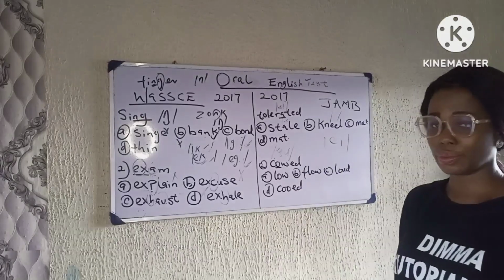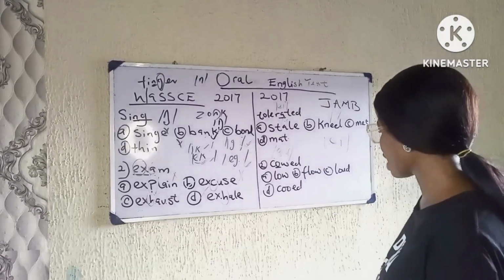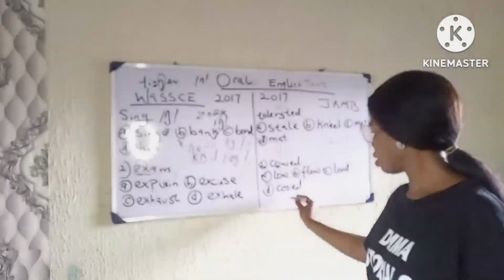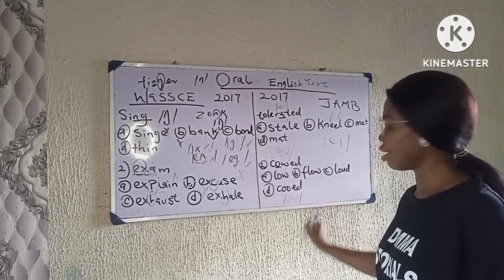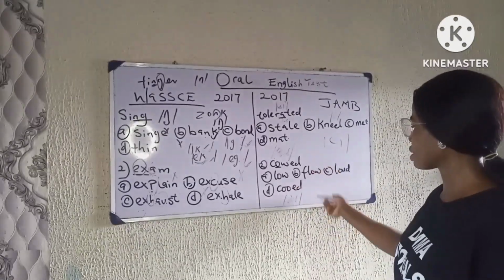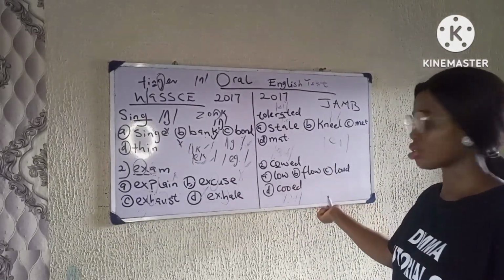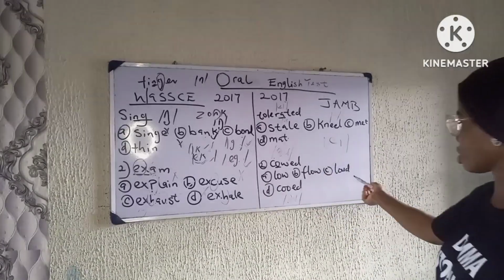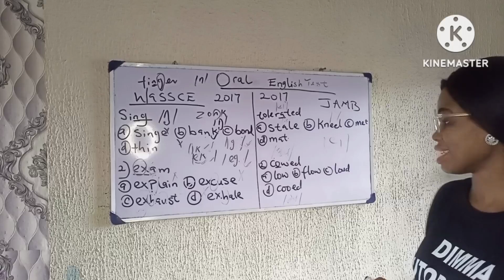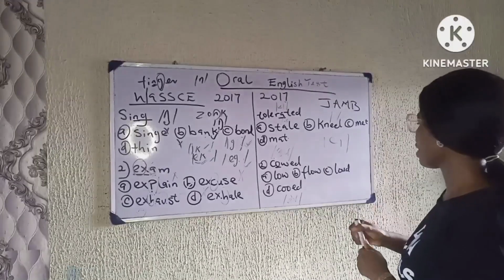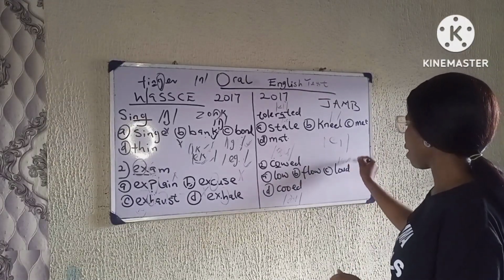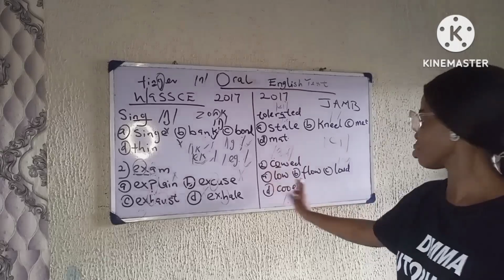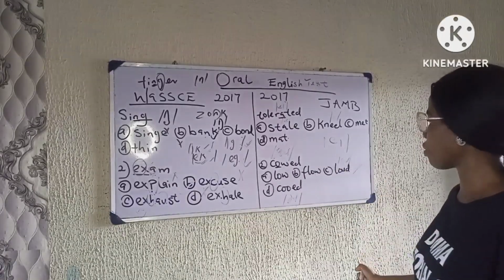Option A, we have low. Low is incorrect. All we have here is L, low. Option B, we have flow, is also incorrect. The same sound there. Option C, we have loud. This is the correct answer. We have ow here, loud, and we have ow here. So option C is correct.